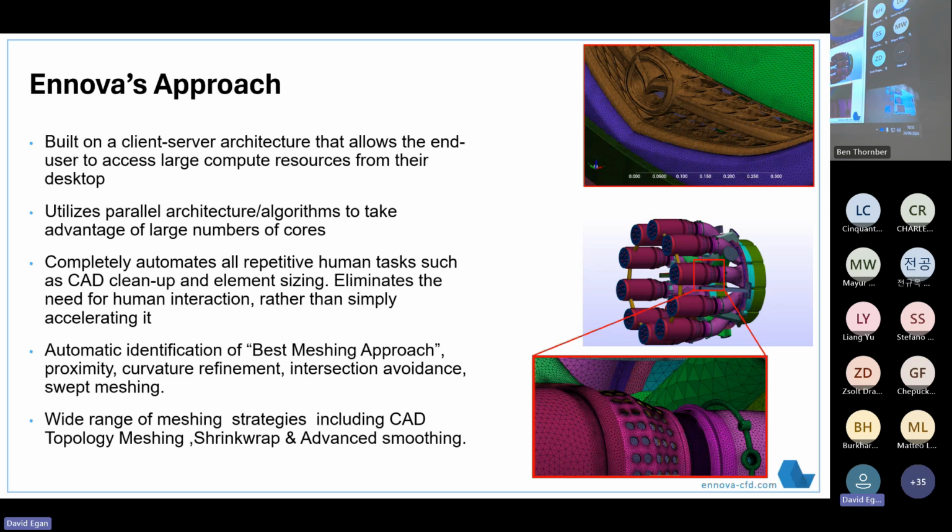Every time we do a CAD cleanup operation, we check whether we can mesh it. And we're trying to embed in the actual meshing the best meshing processes or knowledge that's around, for example proximity, curvature refinement, intersection avoidance, things that people would manually do, and we try to do as much as we can. Generally speaking, most people using Ennova are starting from the CAD geometry, not triangles, although both are treated the same.